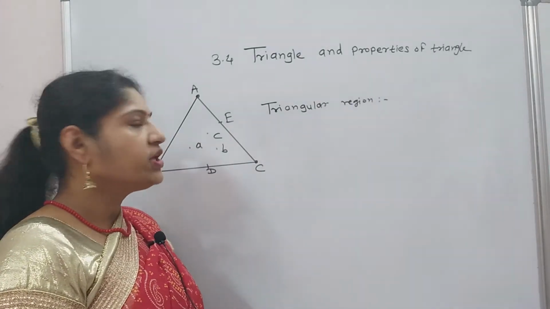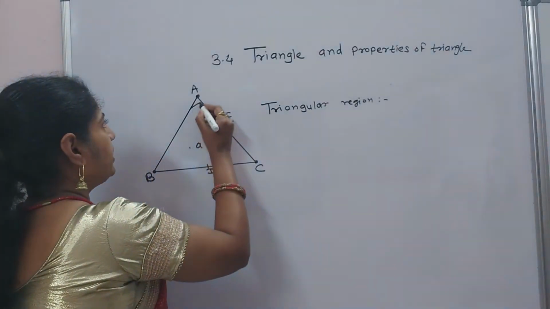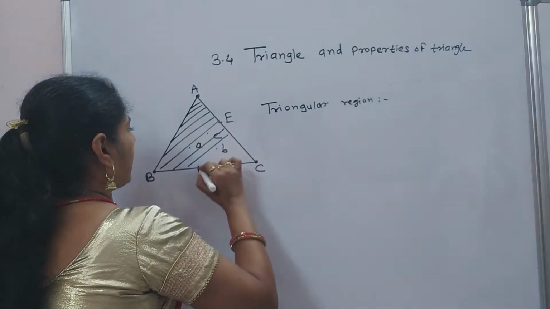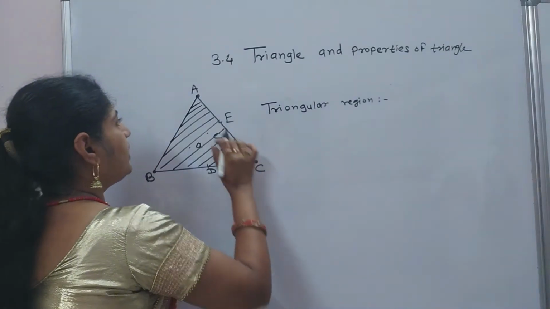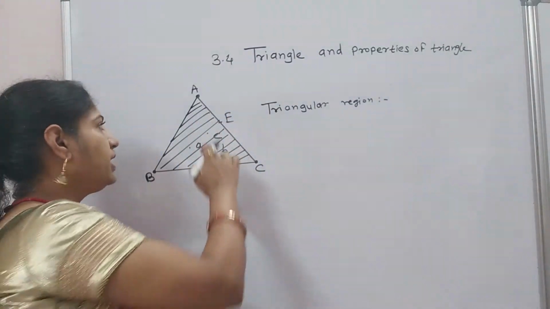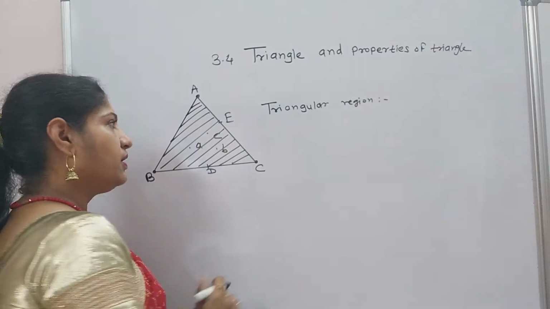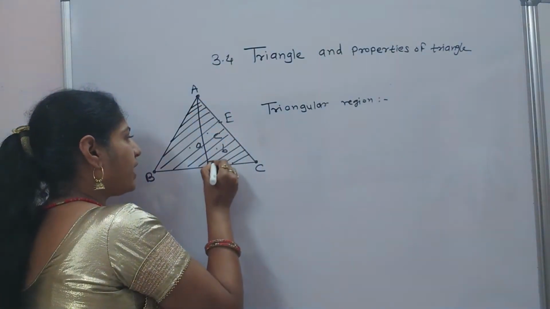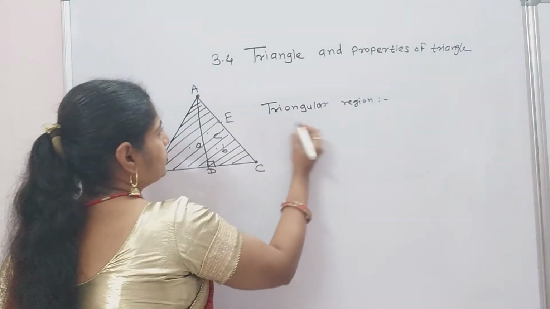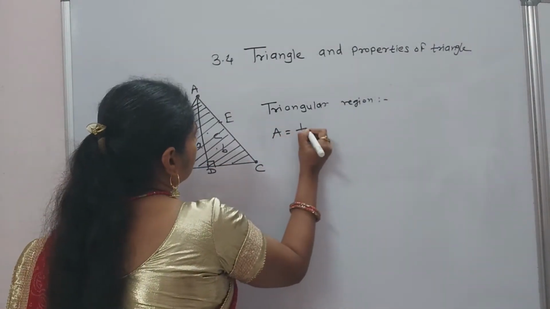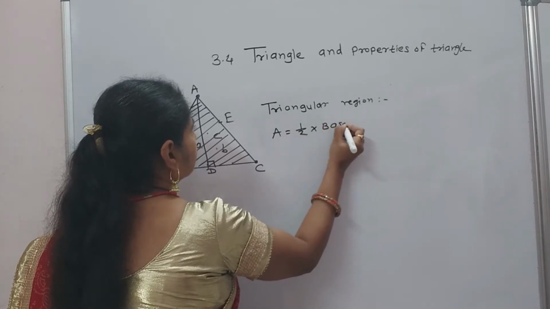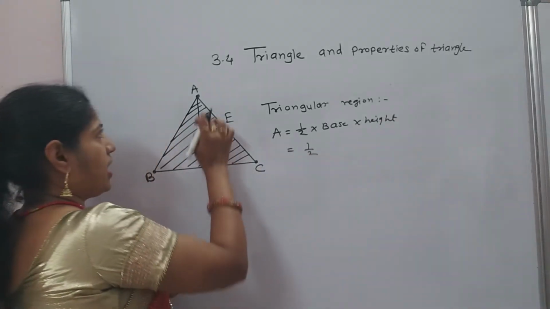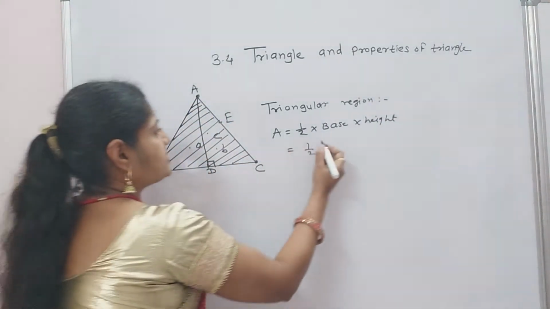Triangular region. What is meant by triangular region? The interior of the triangle, all the interior part of the triangle and the triangle itself, forming the triangular region. Suppose here is the height of the triangle, AD is the height of the triangle. So the area of the triangular region is 1/2 base times height. The height is AD and the base is BC.